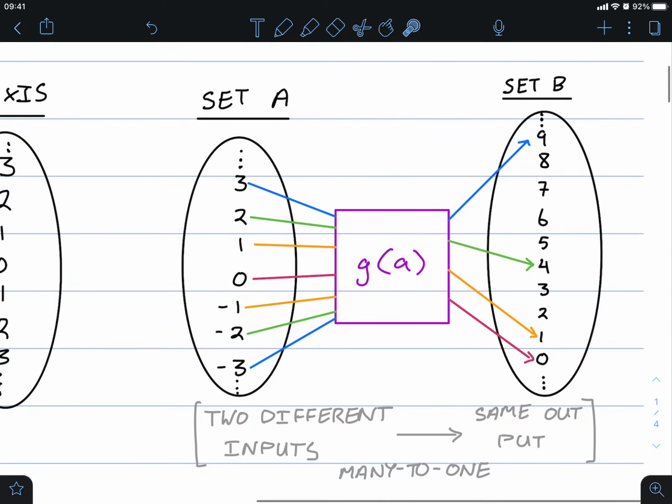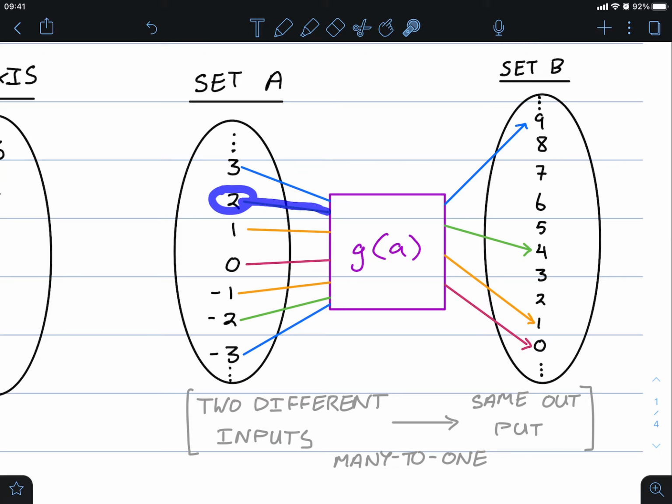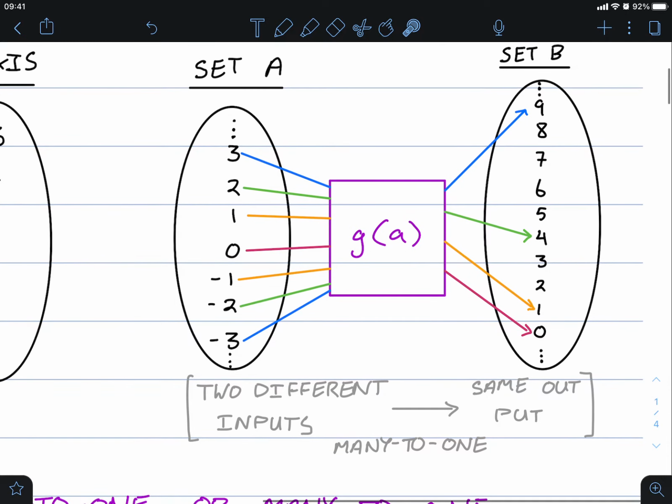Here's another example. If we put the numbers 3 or -3 into the function, it goes to the number 9. So 3 goes to 9, but -3 also goes to 9. We have 2 going into the function, and it goes out to 4. By the way, here's another example of a function, but we'll get more into the notation later. I hope you get the idea there. One input goes to one output.